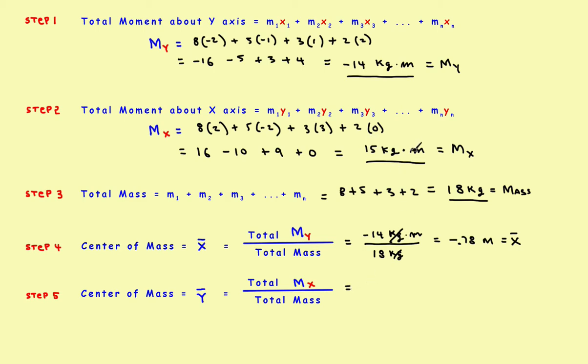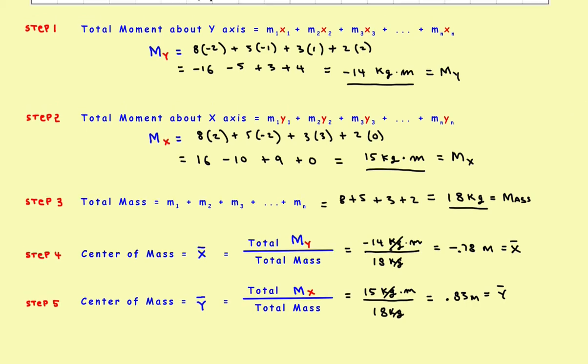So the moment about the x-axis was 15 kilogram meters. That's the moment. And again, you use the same mass, 18 kilograms. And again, the mass cancels out. And if you divide this, you would get 0.83 meters. And that's going to be the y-coordinate of the center of mass.